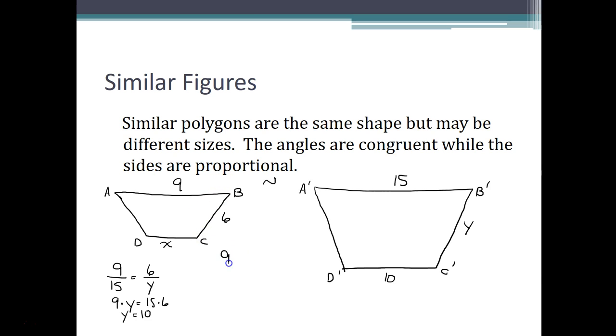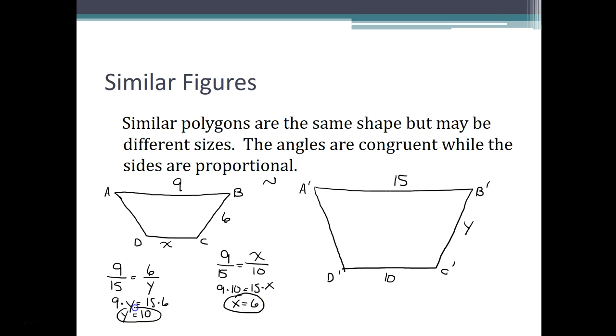You can also use your 9 over 15 to solve for X. In this case, CD is X and C complement D complement is 10. Cross multiply, and X equals 6 when you solve.